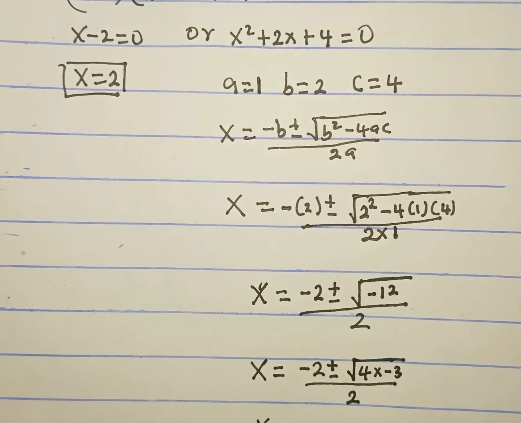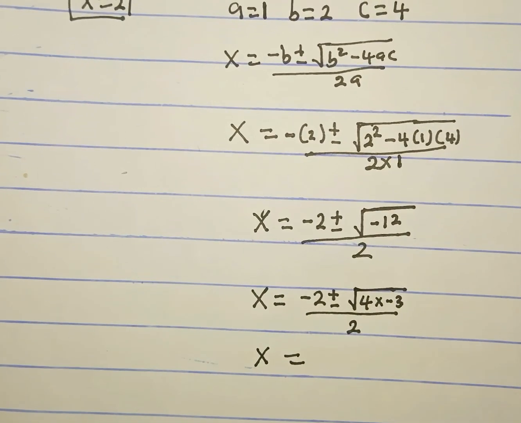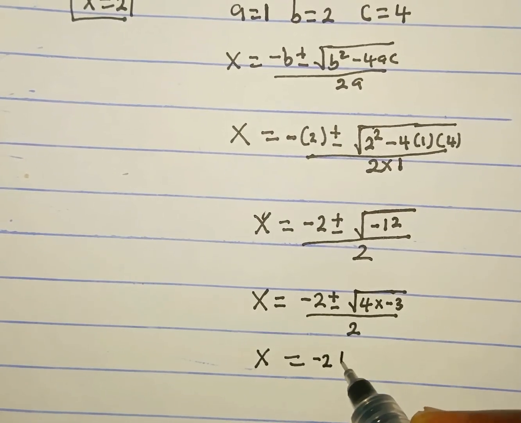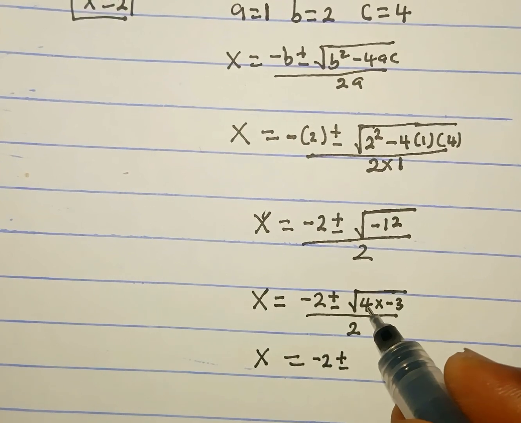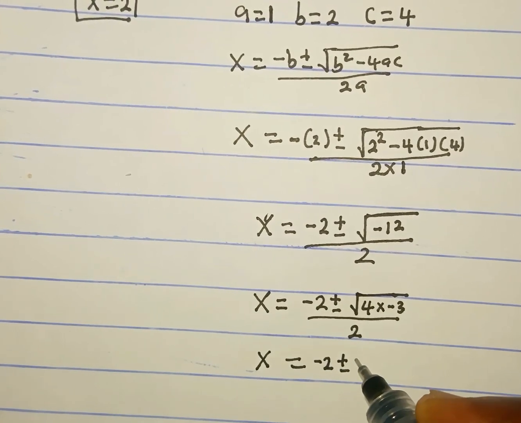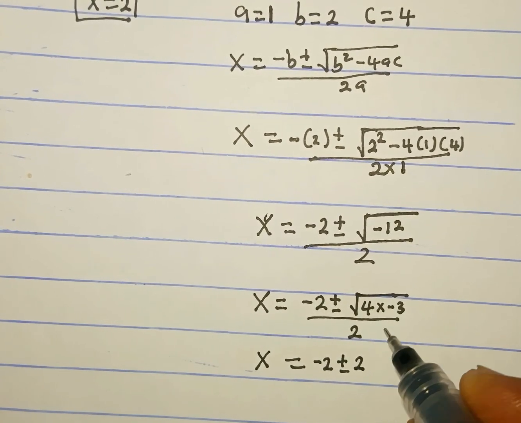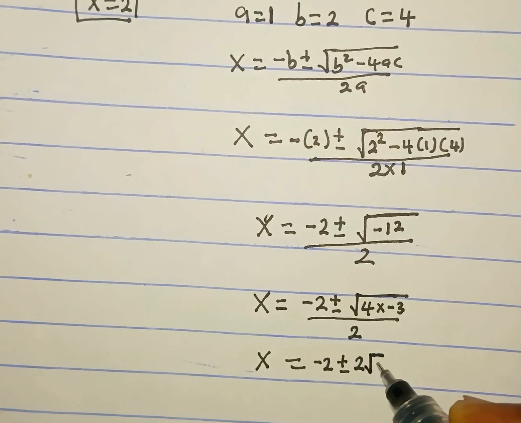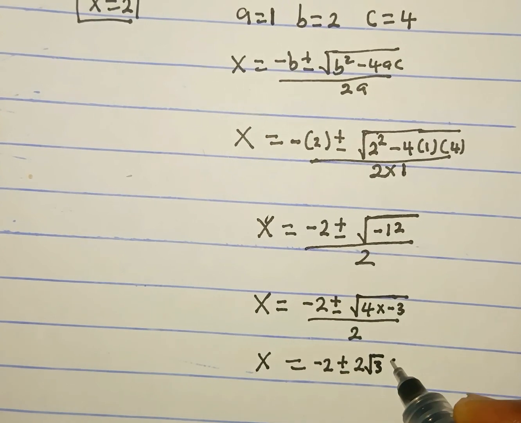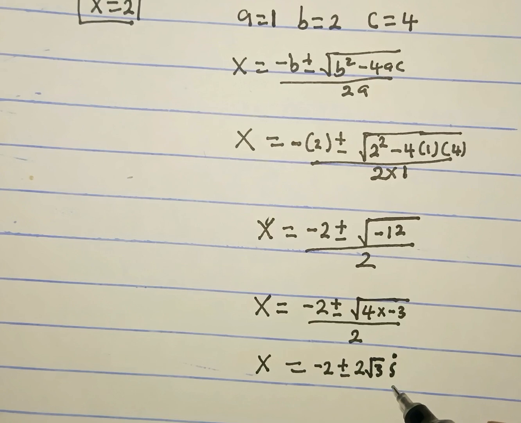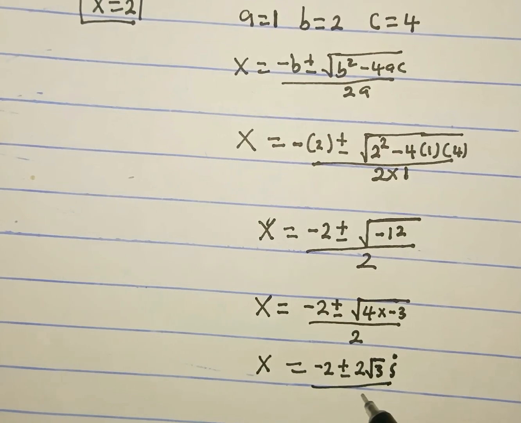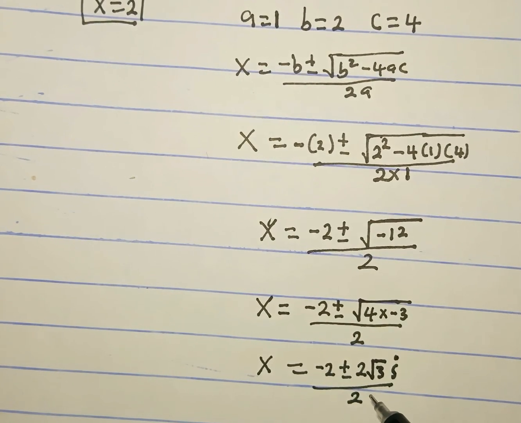So x will now be equal to negative 2 plus or minus, when you take the square root of 4, it is going to give us 2. Then when you take the square root of negative 3, it is going to give us square root of 3 i because of that negative number. So everything over 2. Now from here, we can factor out 2.